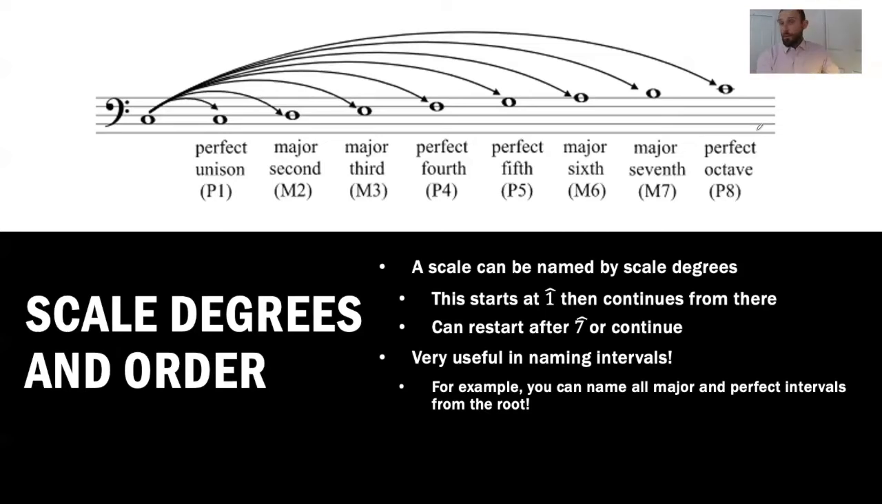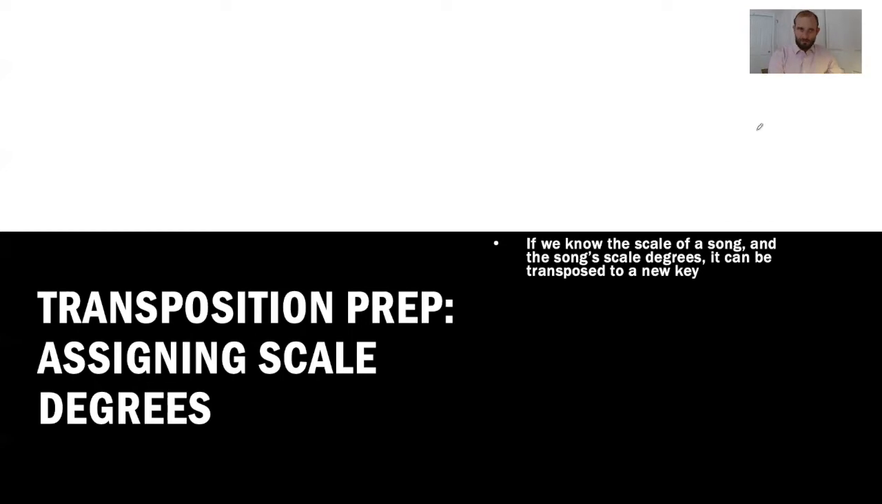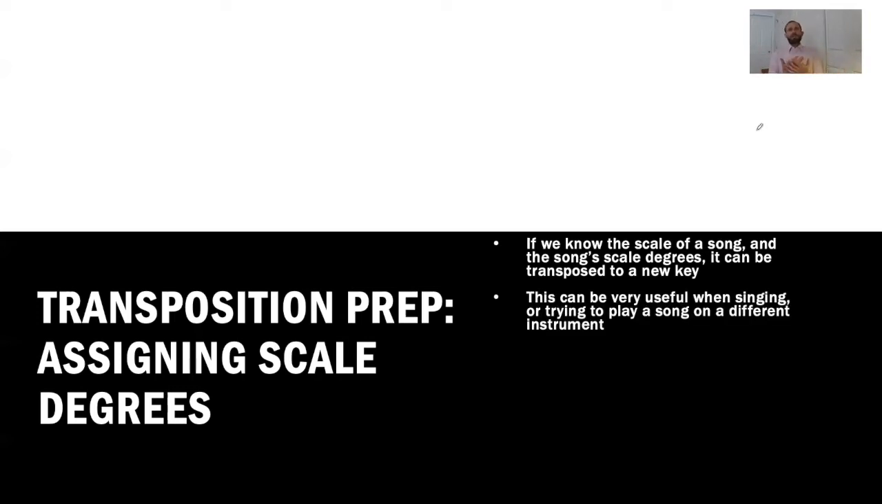Great. So it's useful for naming intervals, but we can do more. How? Okay, well, let's take an example. If we know the scale of a song and we know the song's scale degrees, it can be transposed to a new key. Why would we want to do this? Well, this can be very useful when you're singing or trying to play a song on a different instrument than the one it was written for.